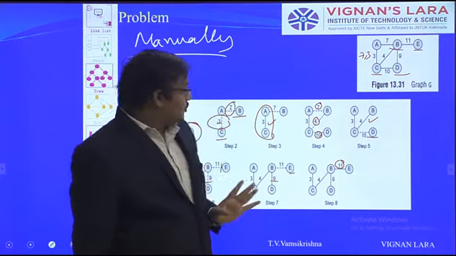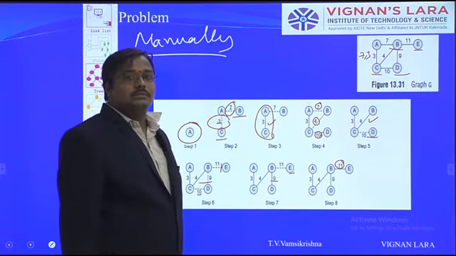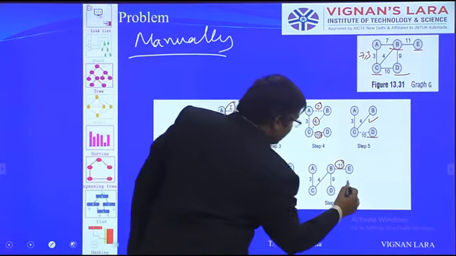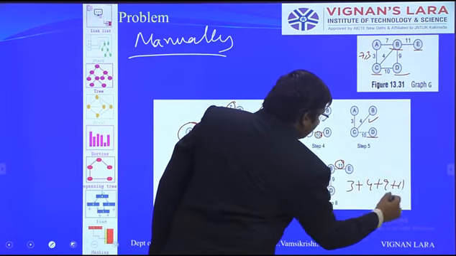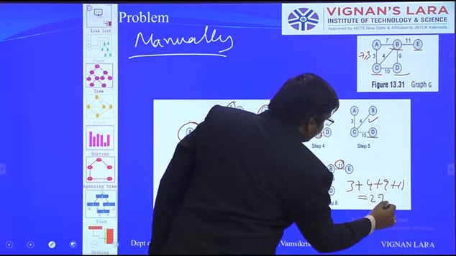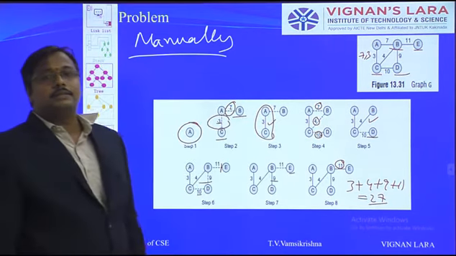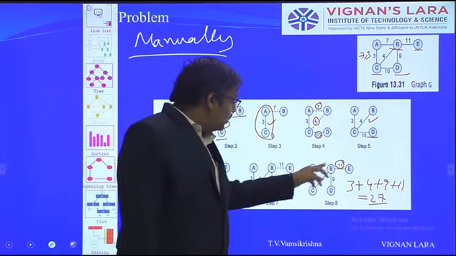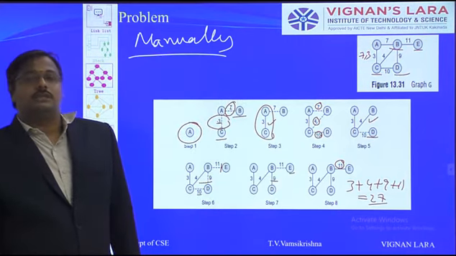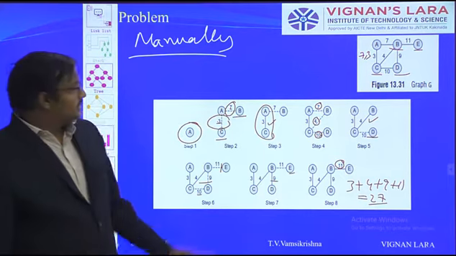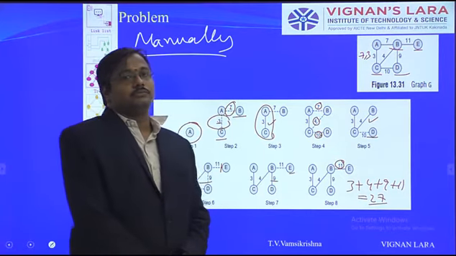Right. So what is the total cost? Okay. So total cost is 3 plus 4 plus 9 plus 11. So 27 is the shortest distance to start from A to E. This is the minimal spanning tree.